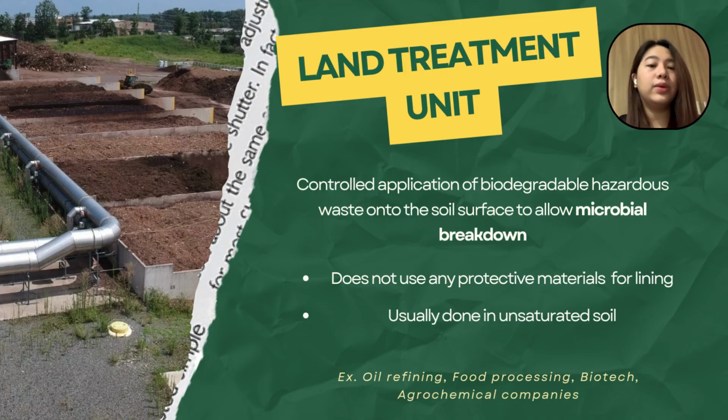What makes LTUs different is that they don't need liners or leachate systems because the soil itself becomes the treatment medium. According to the EPA, land treatment involves supplying or mixing hazardous waste into the upper soil layers to degrade or immobilize toxic chemicals. Industries using land treatment units include oil refining for oily sludge, food processing, biotech, and agrochemical companies like pesticide waste.